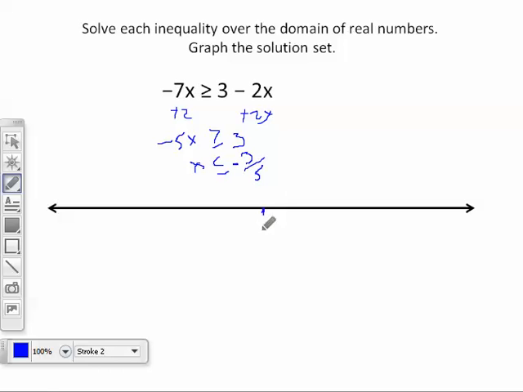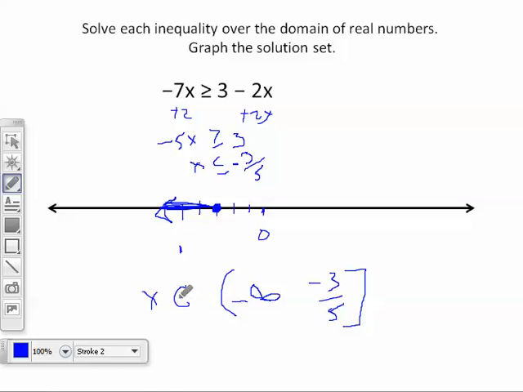So I'm going to start right here at 0, go to 1. I'm going to get 3/5 in there. 1/5, 2/5, 3/5, 4/5, 5/5. So I want negative 3/5. It's a solid circle at negative 3/5, and x is less than or equal to it. So it's going to be colored this way. How would I write that in notational form? Well, negative 3 over 5 is my high end. That'll get a square bracket on that one. Negative infinity is my low end. It'll get an open bracket, and x is an element of that set. That's how I'd write it in interval notation.